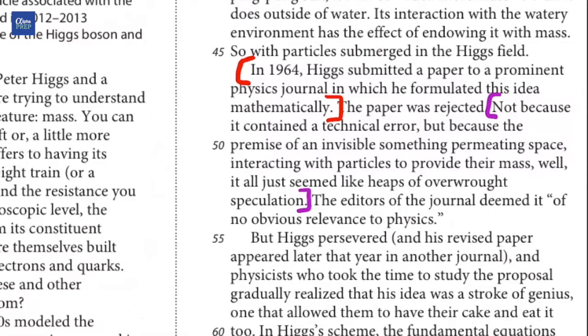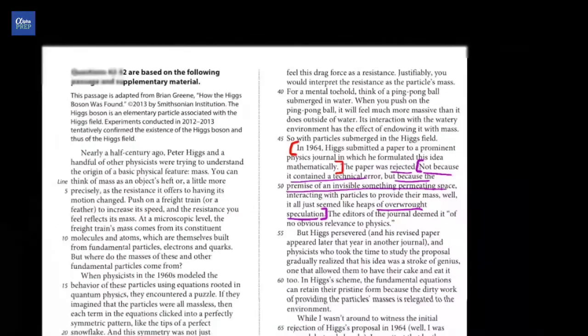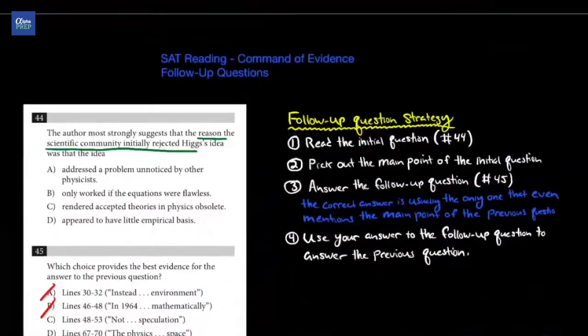So this is telling us about why the paper was rejected. The paper was rejected not because it contained a technical error, but because this premise seems like overwrought speculation. So that does give us an idea. It does answer the question of why the paper was rejected, why the theory was rejected initially. So we can't eliminate answer choice C.